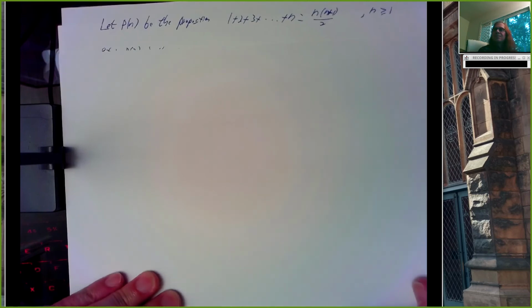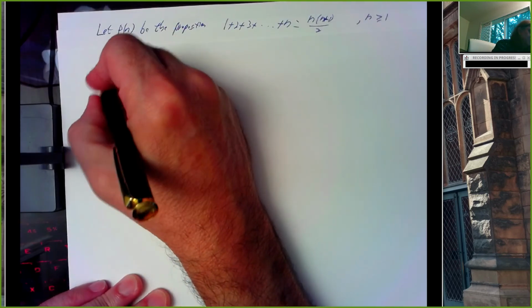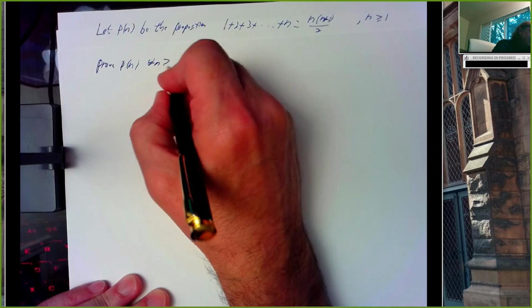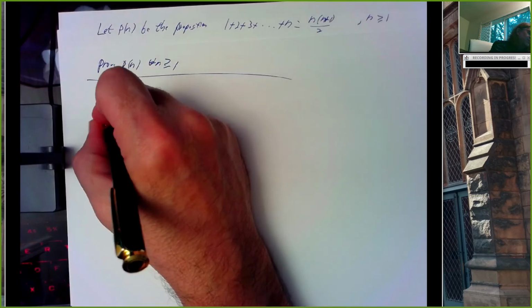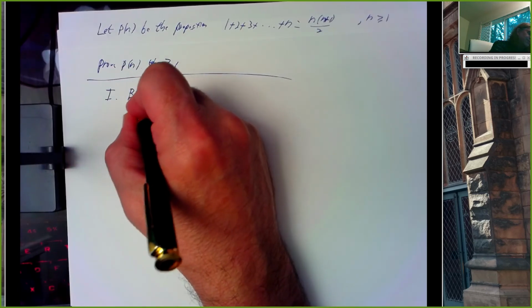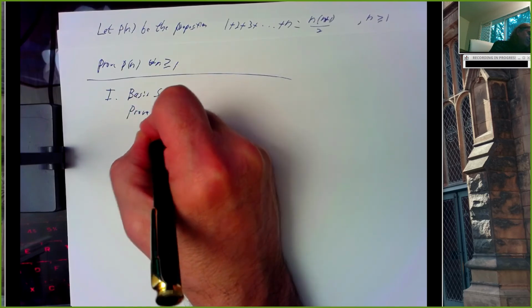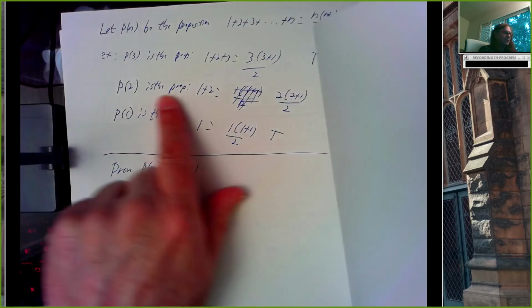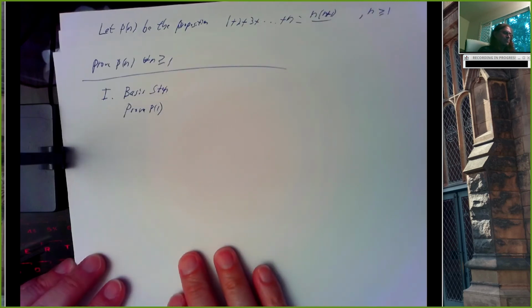And I'll just say, prove P of n for all n bigger than or equal to 1. And we're going to do it using mathematical induction. So we have to prove two things. The first is the basis step, which says we need to prove P of 1. And we already did that. We said P of 1 is the proposition that 1 equals 1 times 2 over 2, which is true.